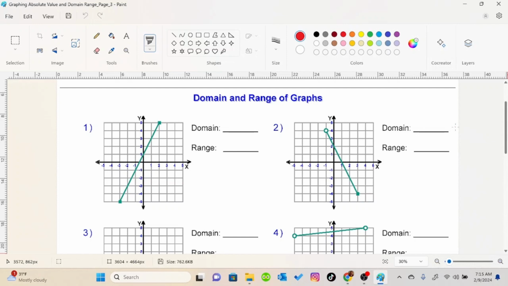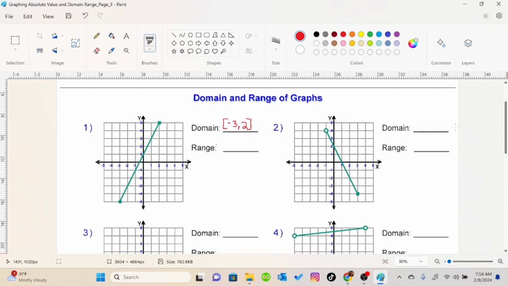So in number 1, the lowest x is negative 3, and we have a solid point, so that is included. So we would put square bracket negative 3, comma, the highest x value is positive 2, and we have a solid point, so it is included, so that is a square bracket. So the domain is from negative 3 included to 2 included.